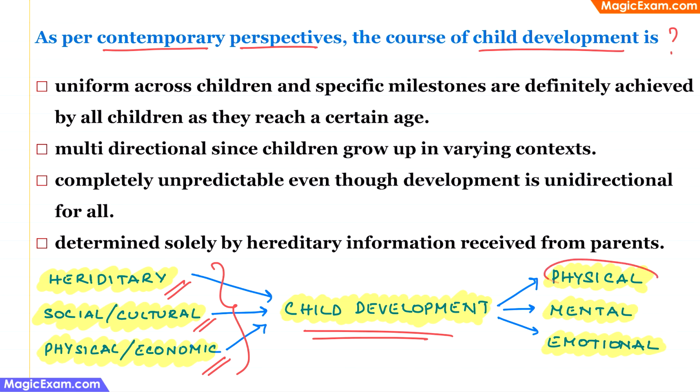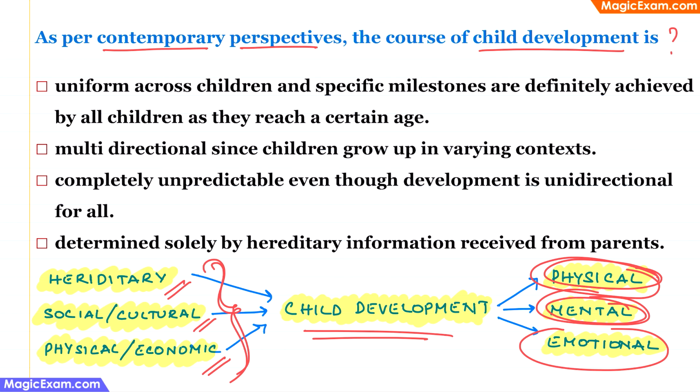And development can be physical, mental, or emotional. And because of these various factors, you can see that some children develop physically much faster than they develop mentally, or some children may develop physically much faster than they develop emotionally. Therefore, we have to remember that the development of every child happens in a different way and each child is unique. Now, when we look at the answer choices, the first one says the development is uniform across children and specific milestones are definitely achieved by all children as they reach certain age. Now, this is an incorrect statement because development is not uniform and all children will not achieve the specific milestones at the same age, right?